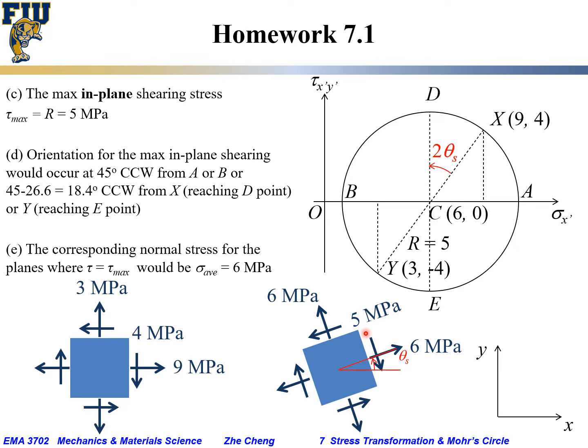Okay, and then finally we are asking the corresponding normal stress for the plane where the shearing stress reaches maximum. It will be just the horizontal coordinate for the D point or for the E point. It will just be the center, which is 6 megapascal. It will be just the average of the 6 megapascal. Okay?